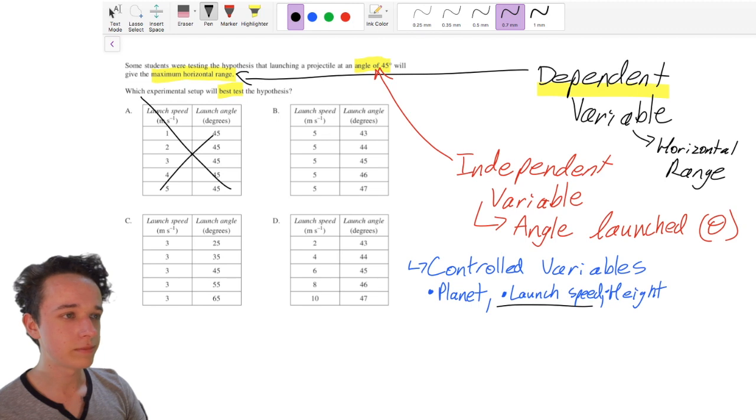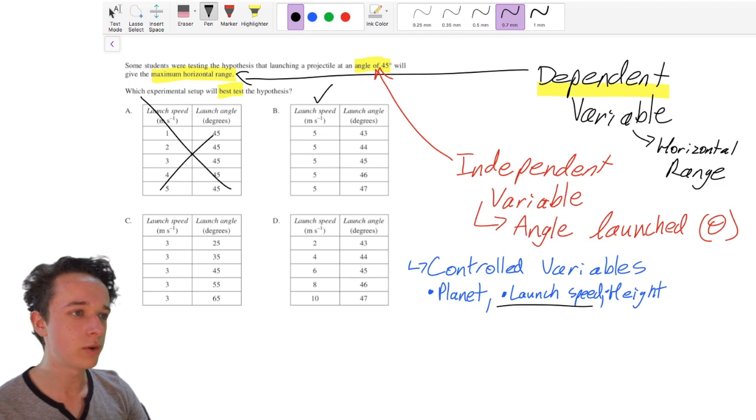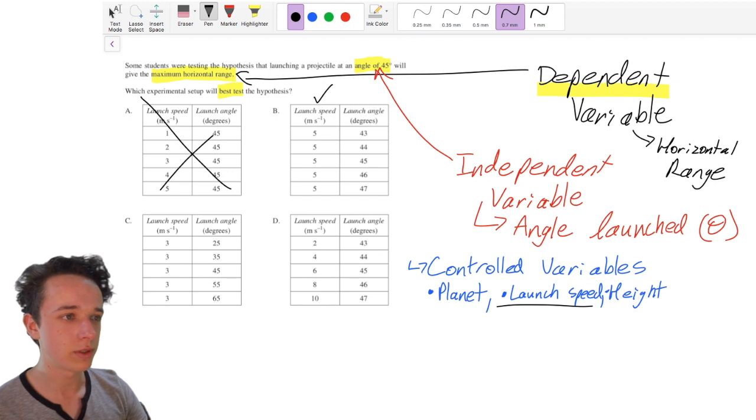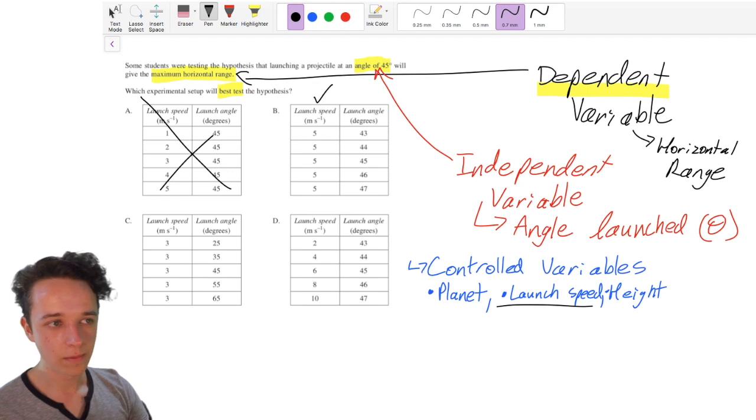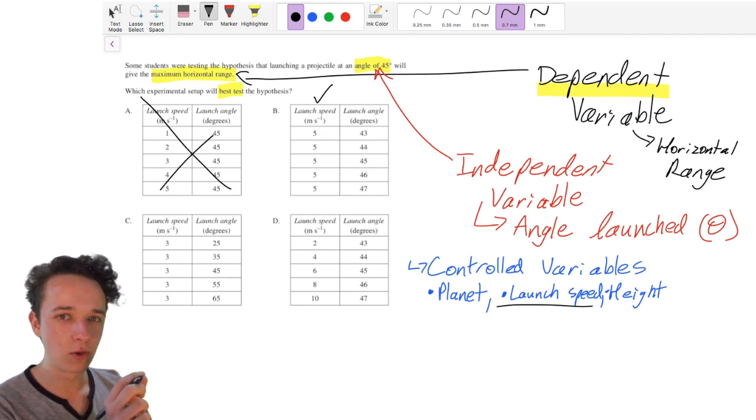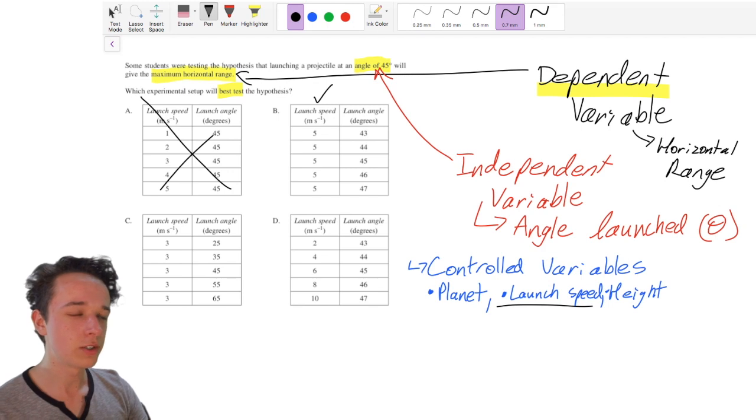Okay, so let's look at experiment B. The launch speed is kept constant, so that's good, that's a tick, because the launch speed is a controlled variable. And each one of these would be test number 1, test number 2, test number 3. Launch angle. Okay, so the launch angle is varying, but it's not varying by much, right? There's 43, 44, 45, 46, 47. There are very small changes in the launch angle. So we'll put a question mark next to this option, and then we'll come back to it later.